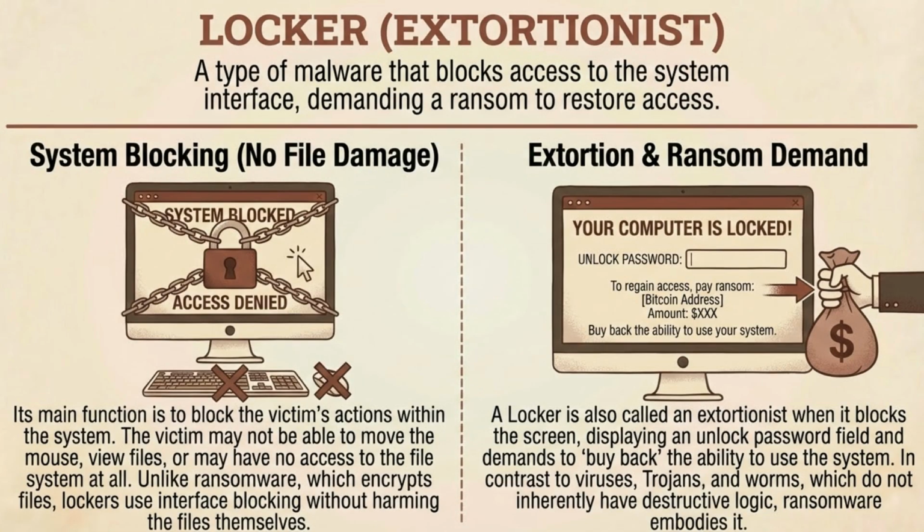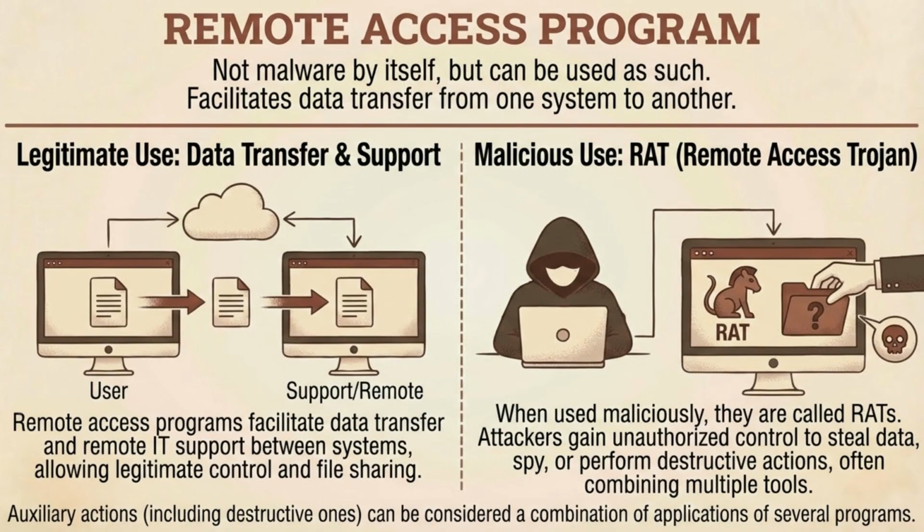A locker, also an extortionist, blocks access to the system interface. It demands a ransom to restore system use without encrypting or damaging the victim's files. A remote access program facilitates data transfer and remote support. Maliciously, it becomes a remote access Trojan, or RAT, allowing attackers unauthorized control to steal data or spy.